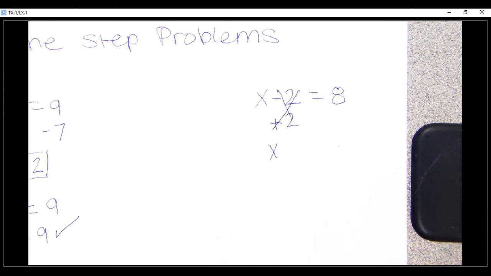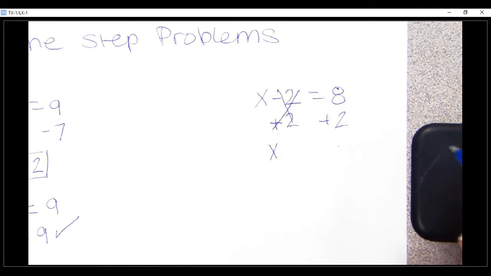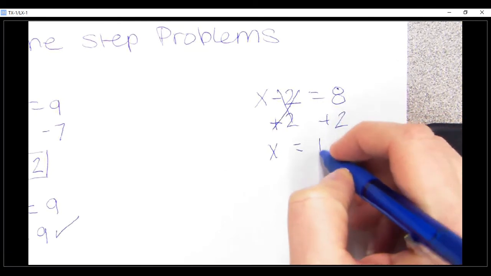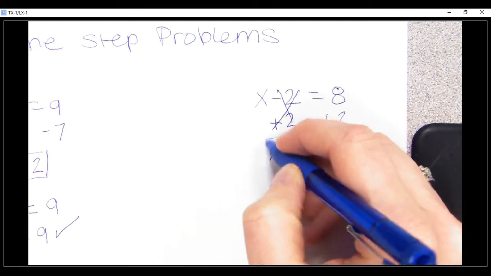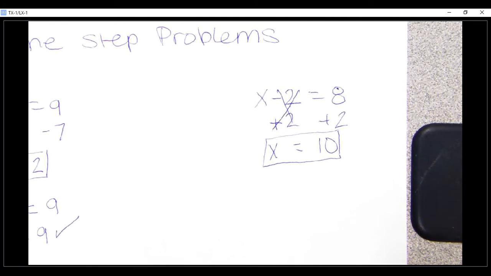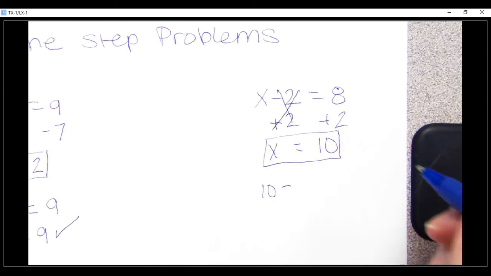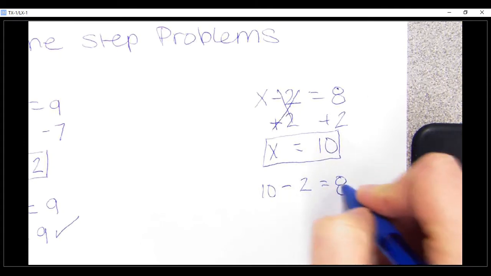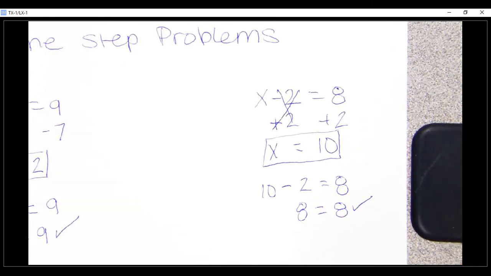But I can't just do it on one side of the equal sign. So I'm going to do it on the other side. And I know that 8 plus 2 is equal to 10. Great, I have x by itself, but again, I'm going to check my work. And I'm going to plug in 10 where x is. So 10 minus 2 should equal 8. And it does. So I know I have done that problem 100% correct.